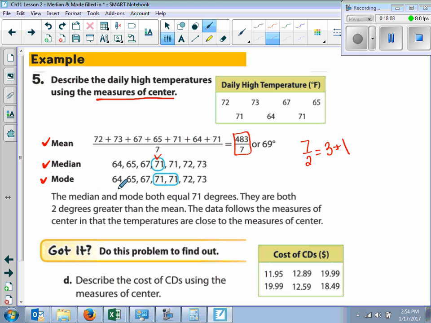And then for the mode, to see if we have any numbers that repeat or occur more often than the others, 71. And it says here the median and the mode both equal 71 degrees. They are both 2 degrees greater than the mean. The data follows the measures of center in that the temperatures are close to the measures of center.